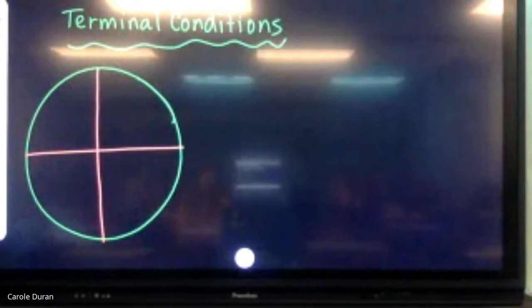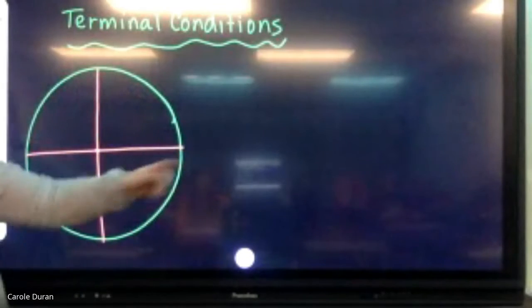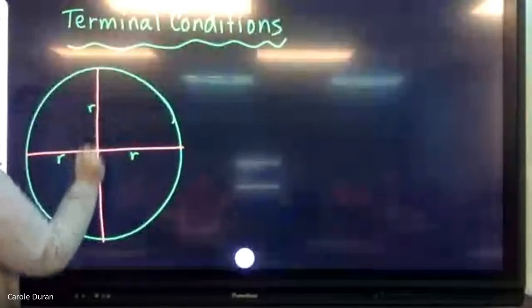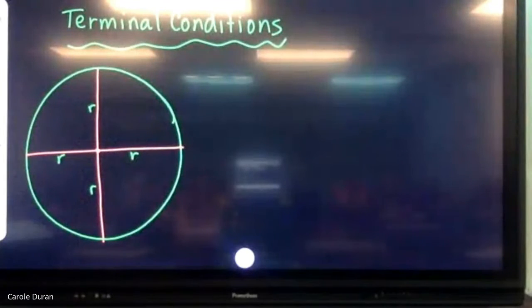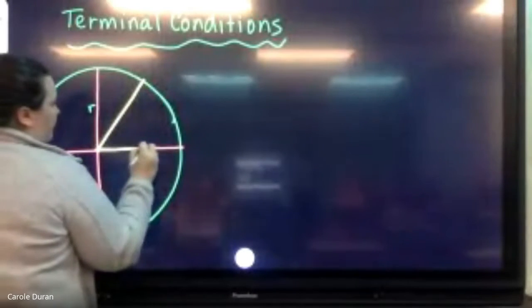Okay, on the circle, we're assuming our origin, so the point 0, 0 is the center. The radius then determines how far out my circle goes. So this length here is going to be the radius, this will be the radius, this will be the radius, and this will be the radius, just like it works on a normal circle. Let's assume then that I have some angle that exists on the circle. So let's say I have angle theta right here.